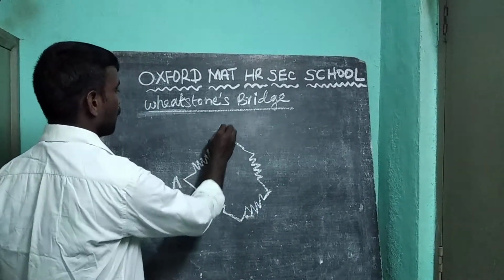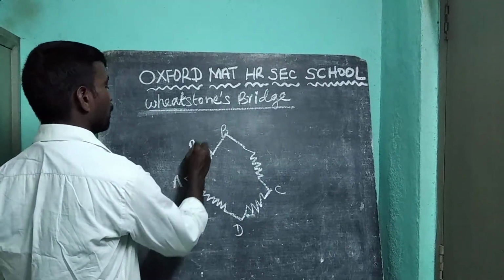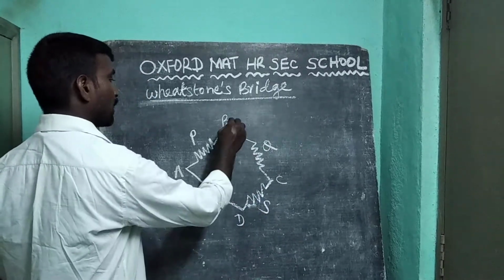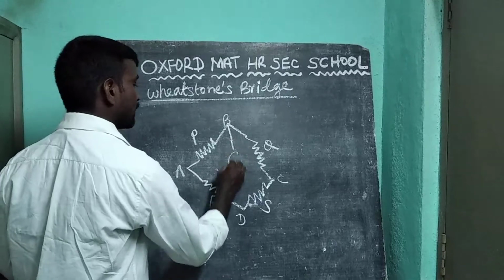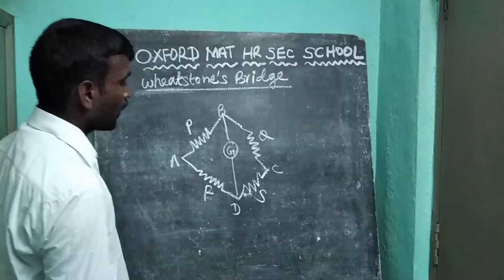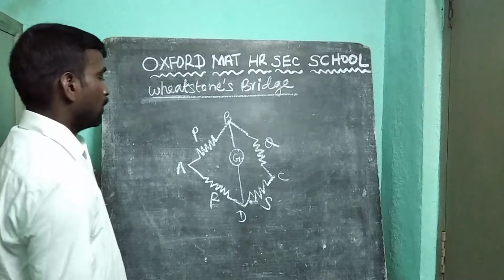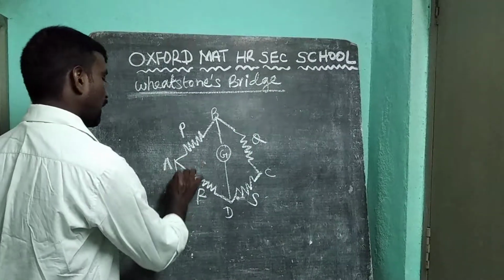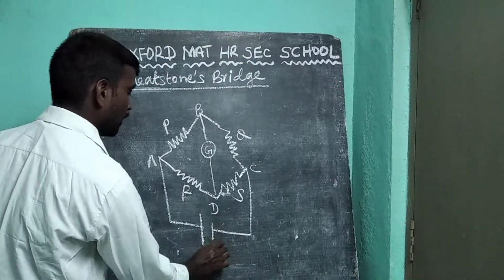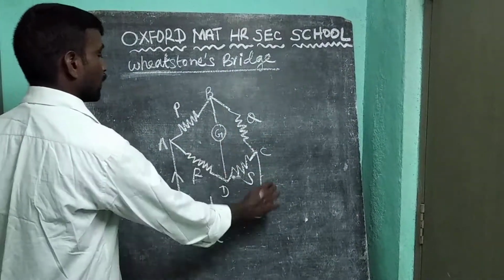So A, B, C, D, with resistors P, Q, R, S. In between the junctions B and D, connect a galvanometer G. With the help of the galvanometer, we can identify and measure a small amount of current. Then in between the junctions A and C, connect a cell with EMF E. So current I flows through the circuit.